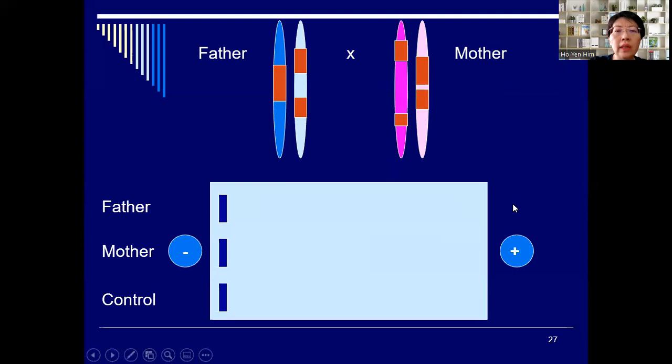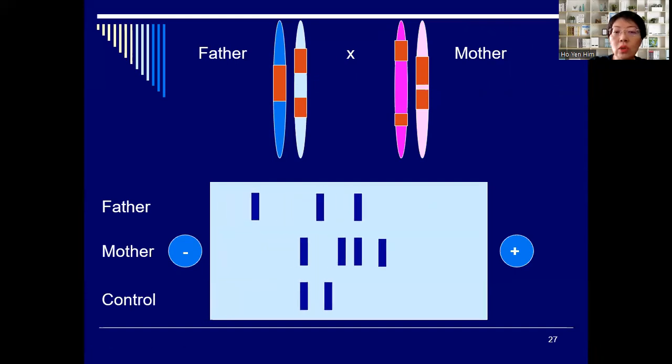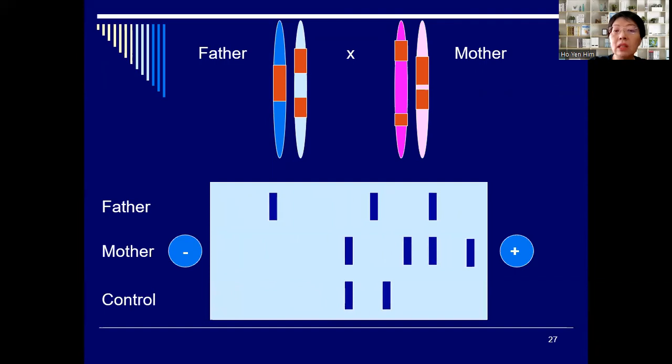So now we have got the father and mother to show a pair of homologous chromosomes, and we run gel electrophoresis. After we run gel electrophoresis, you will start to see the banding pattern is different. So father has got 3 VNTR, so you got 3 bands. Mother has got 4 VNTR, you got 4 bands, and the locations are different because the length of each VNTR is different. This is control.